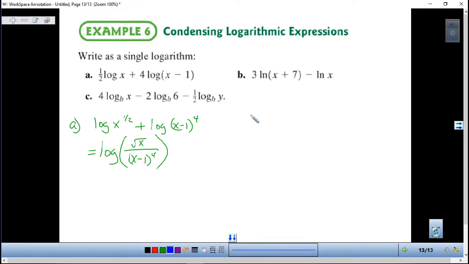Alright, so B, let's go ahead and move up here for B. B's not that bad. The only thing we really got to worry about is the power here. So this is going to be natural log of x plus 7 to the 3rd power minus the natural log of x. And then we can combine this into one natural log expression, x plus 7 to the 3rd power over x. Because of the minus, it's a quotient problem.